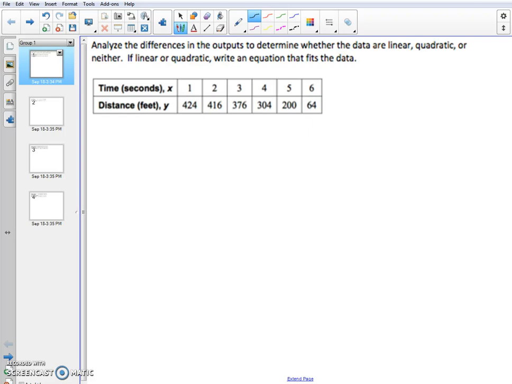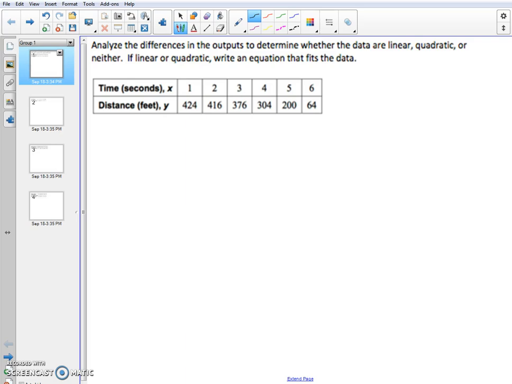Alright, so yesterday we looked at writing equations of parabolas in vertex and intercept form based off of given information like vertexes, intercepts, other points on our parabola. Today we're going to look at the same idea but in standard form. So what we're going to be given is a table of data.